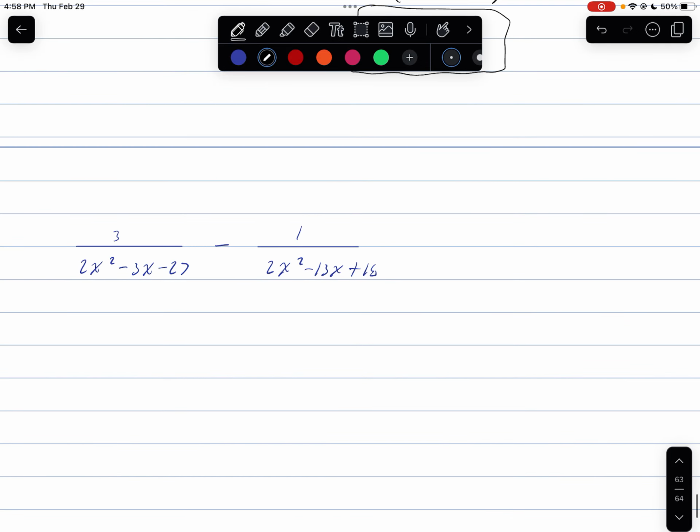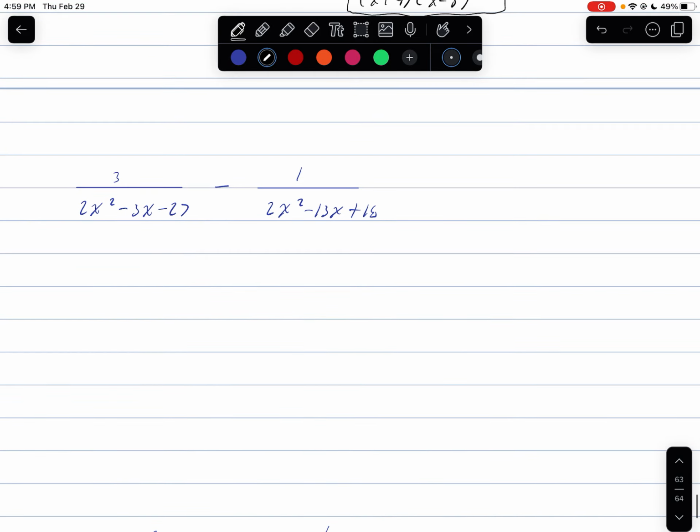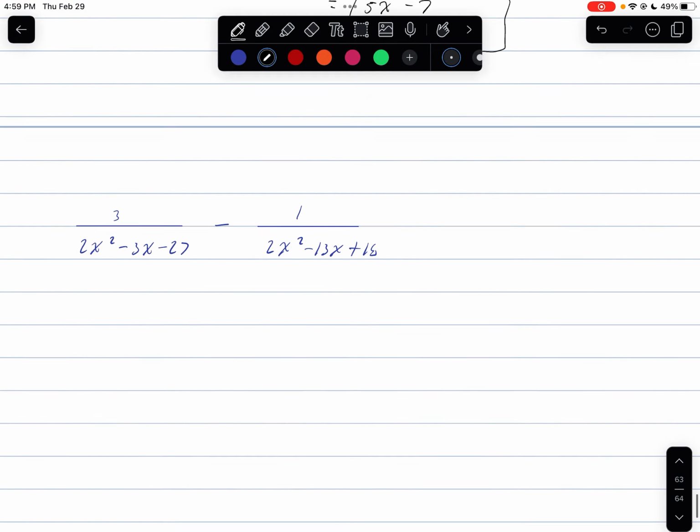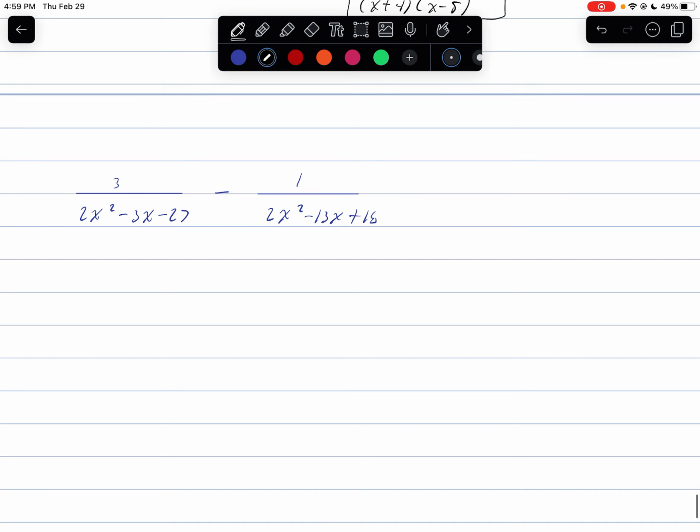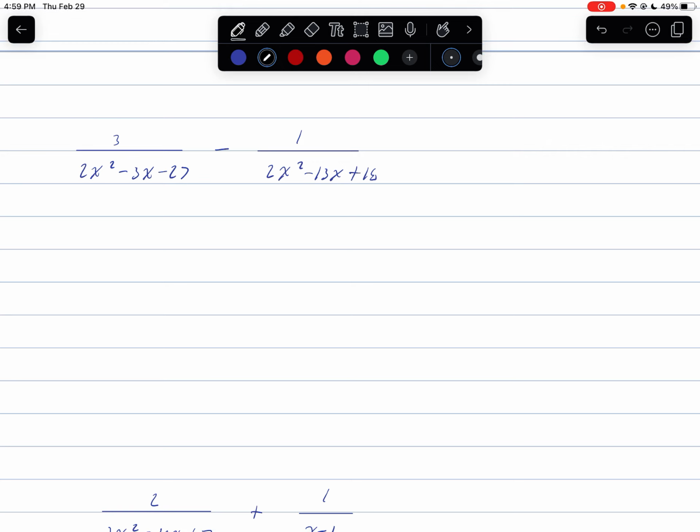Okay, let's look at another one here. This is where this can get a little more complicated. Okay, so let's look at this one. We have 3 over 2x squared minus 3x minus 27 minus 1 over 2x squared minus 13x plus 18. Okay, so I will say probably the best method here would be to go ahead and factor each of these. So let's go ahead and factor, we'll use different colors for this, 2x squared minus 3x minus 27.